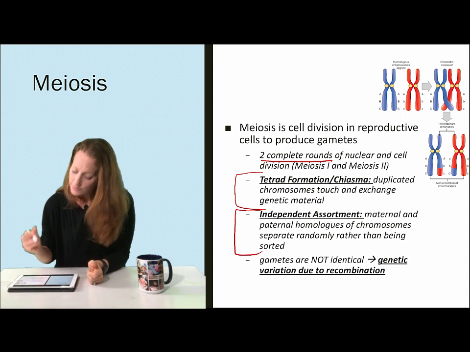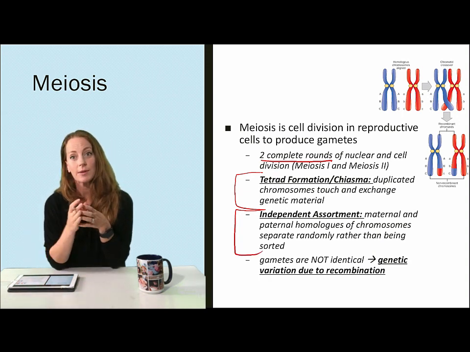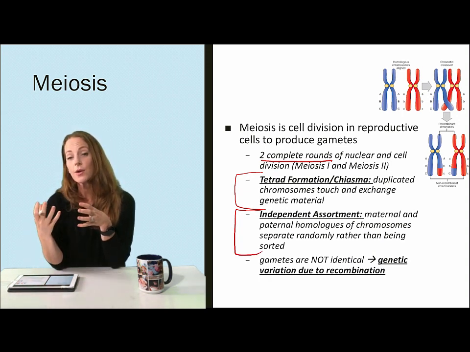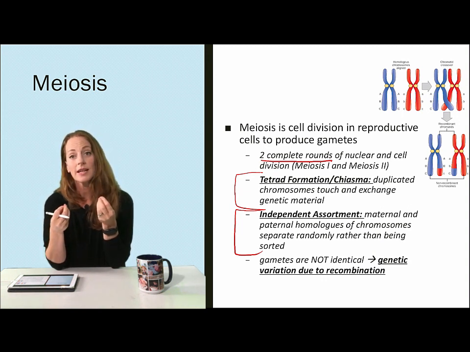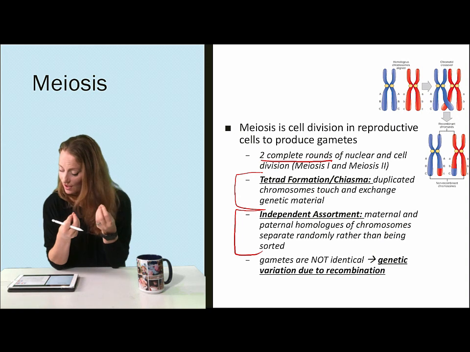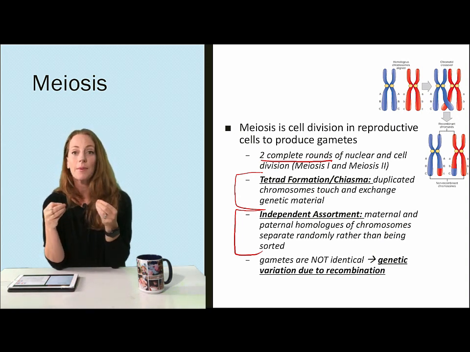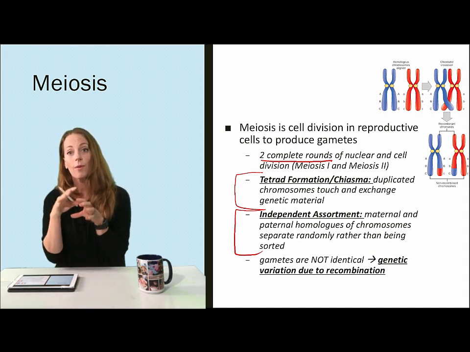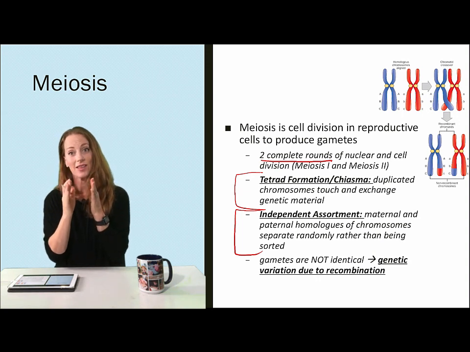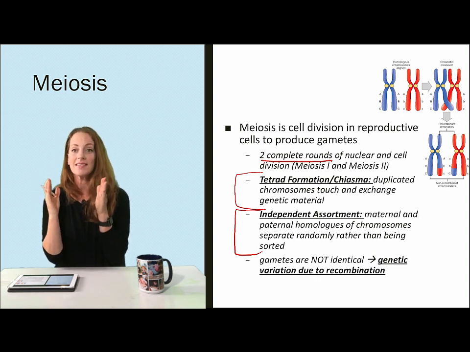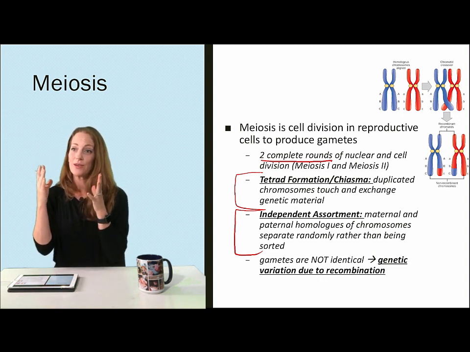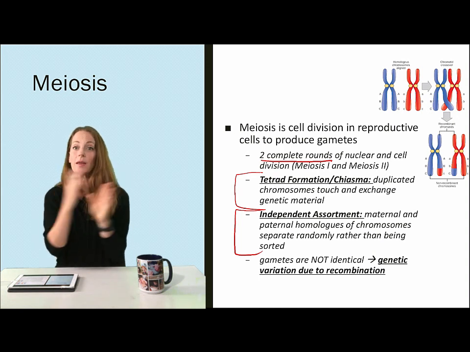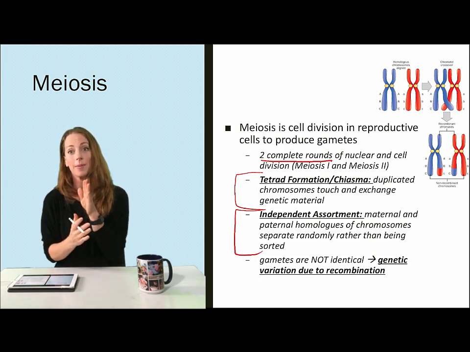There's also assortment of chromosomes, so that maternal and paternal homologs of the chromosomes in that parent cell are going to be separated randomly rather than exactly faithfully on each side of the cell the way that they are in mitosis. Again, that's why I can have my grandfather's one thing, my grandmother's other thing, because they're all mixed up. Okay?